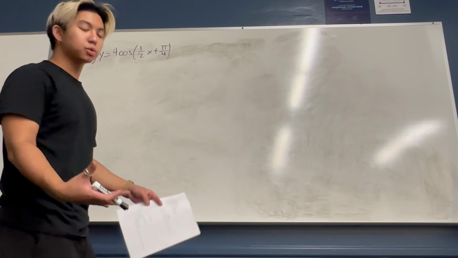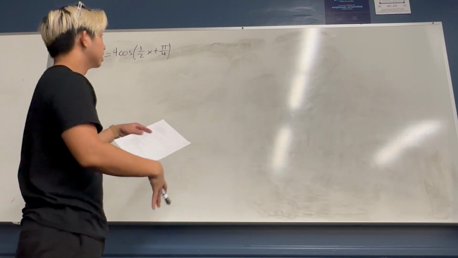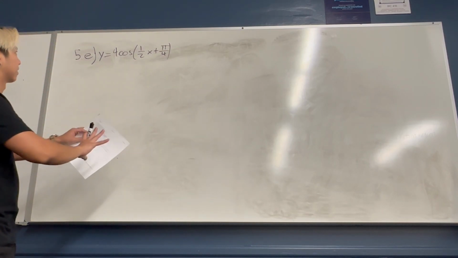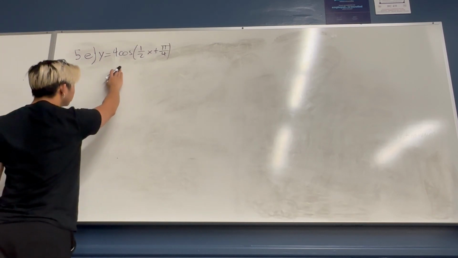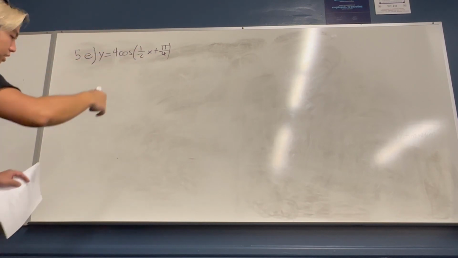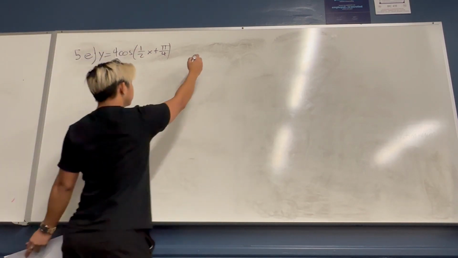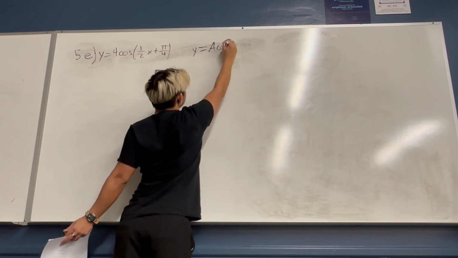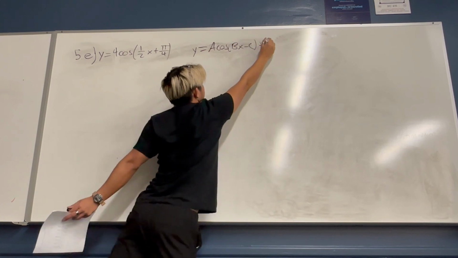Okay, and in the previous question we did 5b, which was a sine graph. So I wanted to cover our bases here and do a cosine graph. So this is question 5e. It reads y equals 4 cosine of parentheses half x plus pi over 4. Again, I want to write out our model formula. Y equals a, and this time it's cosine of bx minus c plus d.